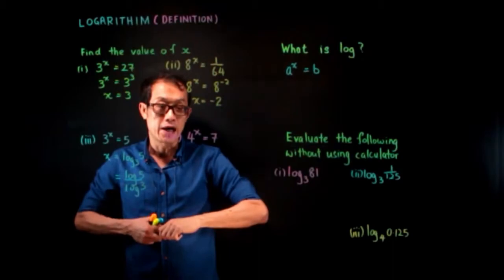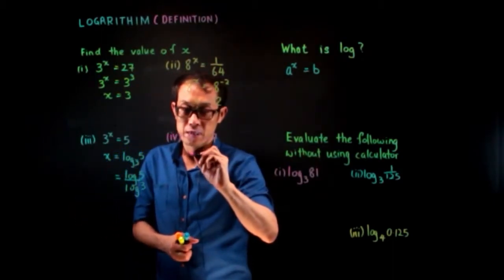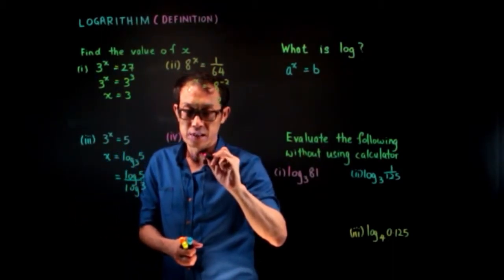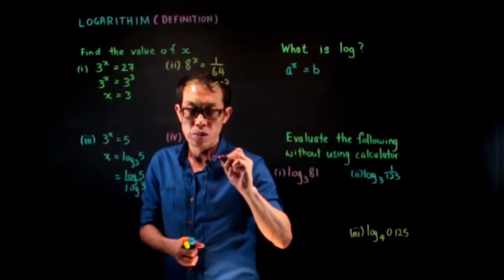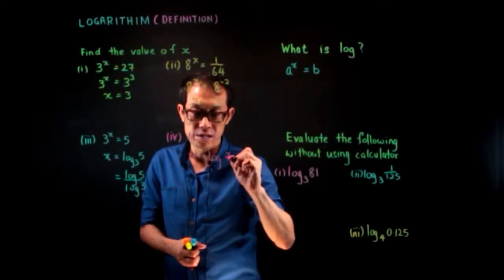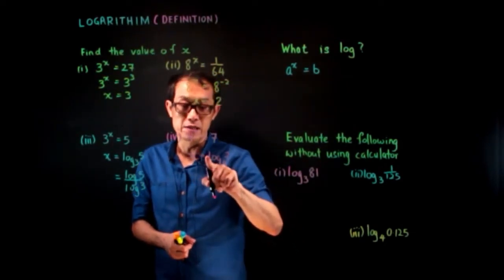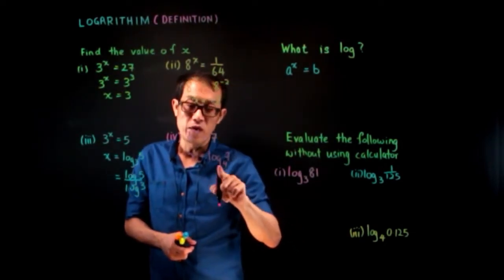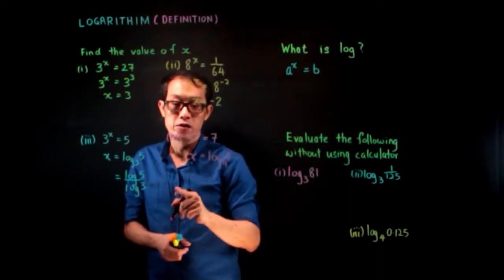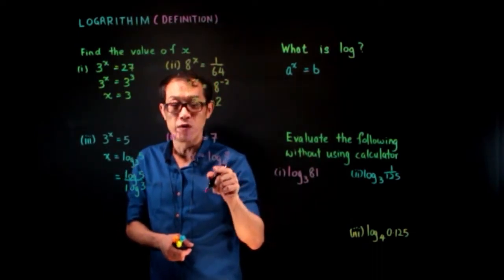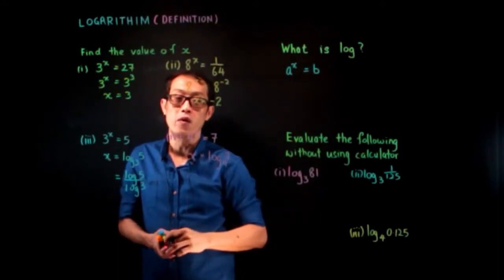Now 4 to the power x is 7. So x is equal to log 7 to base 4. You read this number first. This number is called the base. Alright, equals log 7 to base 4. Okay, not log 47 or 7 4. Log 7 to base 4.